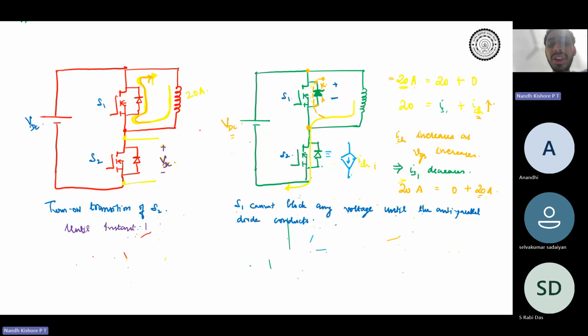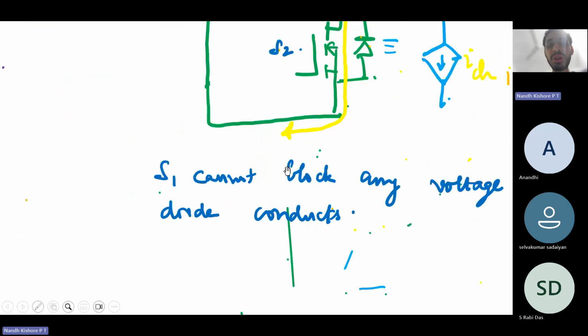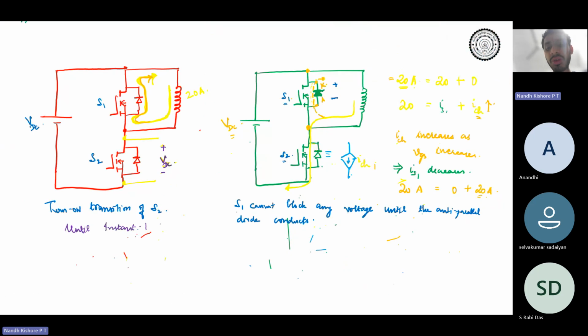Right? So until the diode stops conducting, or until the point at which the entire current goes to S2 and the diode stops conducting, the voltage across S1 cannot change. Right? If the voltage across S1 cannot change, the voltage across S2 also cannot change. So voltage is being blocked by S2 only until S2 starts carrying the full load current. Do you understand? Do you agree with this? Yes, sir.